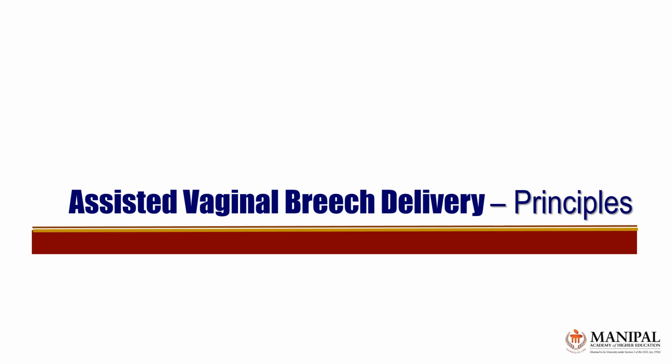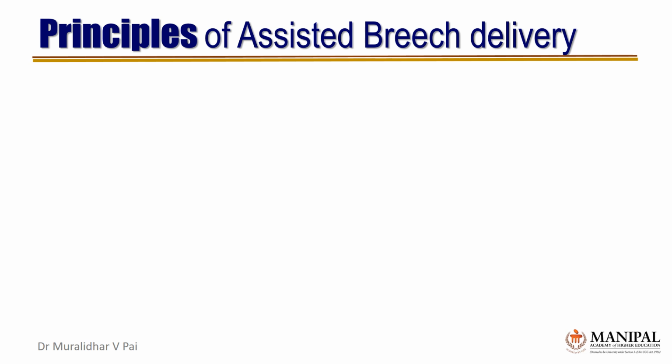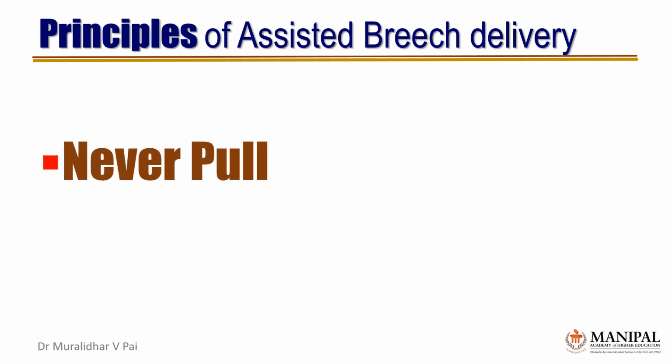We have now come to the main part of the presentation, that is assisted vaginal breech delivery. First, let's understand the principles. Two main principles of assisted breech delivery are: number one, never pull. One should not pull at any time. If at all, one may give suprapubic pressure towards the end of delivery in order to facilitate the flexion of the head and delivery of the aftercoming head.